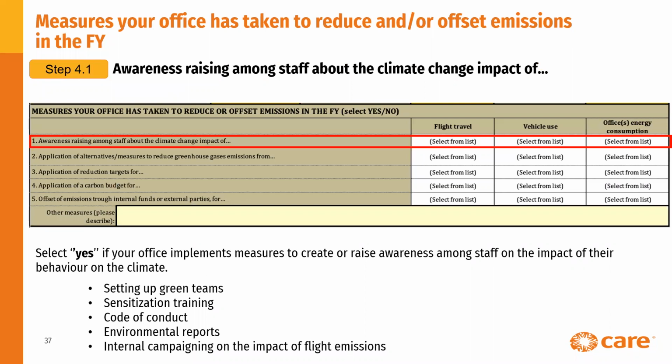Taking a closer look, step 4.1 is the first question in this section. It'll be the awareness raising among staff about the climate change impact of each category, so flight travel, vehicle use, and office energy consumption. So you may select yes if your office implements measures to create or raise awareness among staff on the impact of their behavior on the climate. These can be elements such as setting up green teams within the office, sensitization training, introducing a code of conduct in the office, producing environmental reports, or even internal campaigning on the impact of flight emissions.